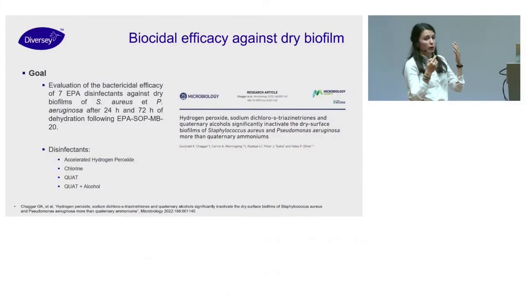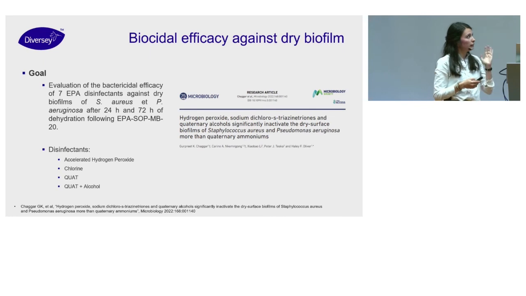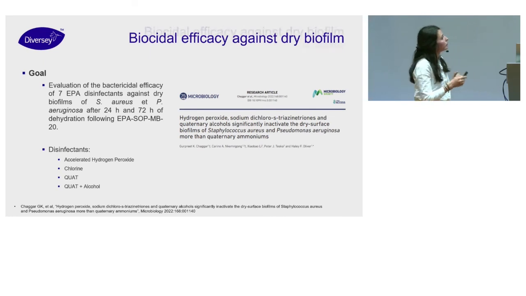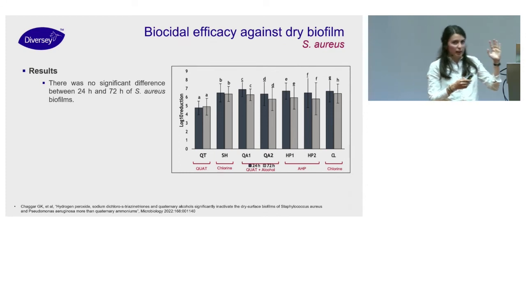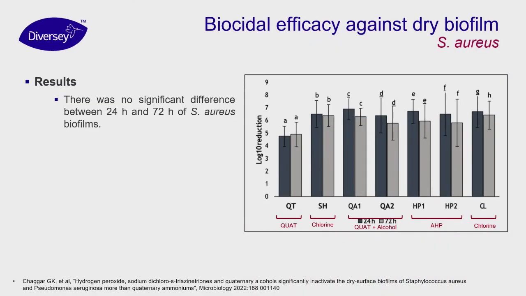And we selected several disinfectants again based on different types of chemistry. So you have the HP, chlorine, quat, and alcohol. And the result here, so you see the different types of chemistry that we used on the slide, is that for the biocidal efficacy against dry Staphylococcus biofilm, there was no significant difference between the 24 hours and 72 hours for the Staphylococcus.